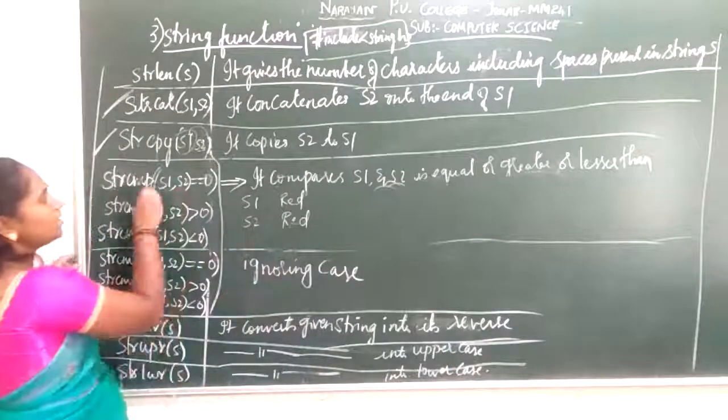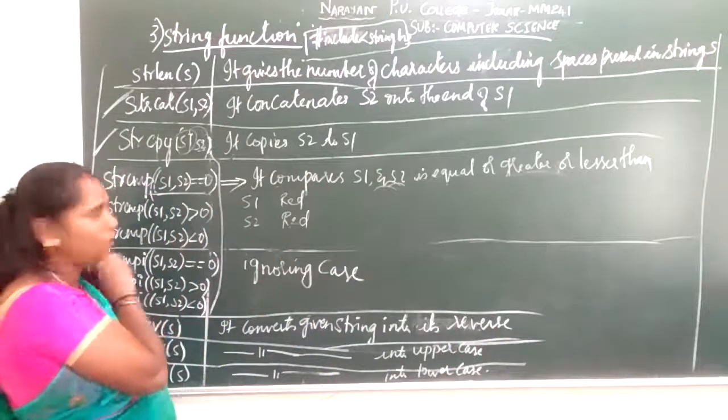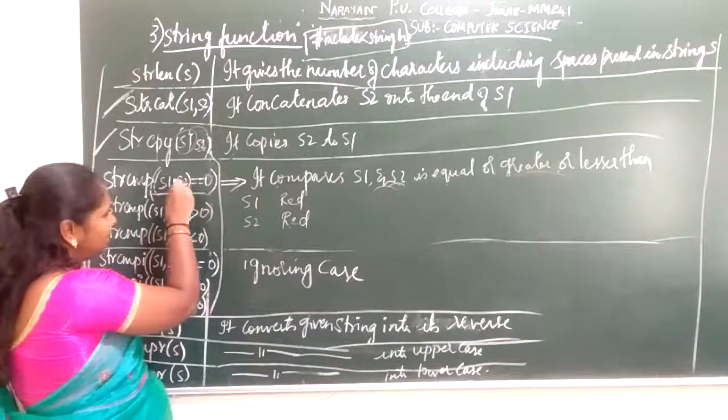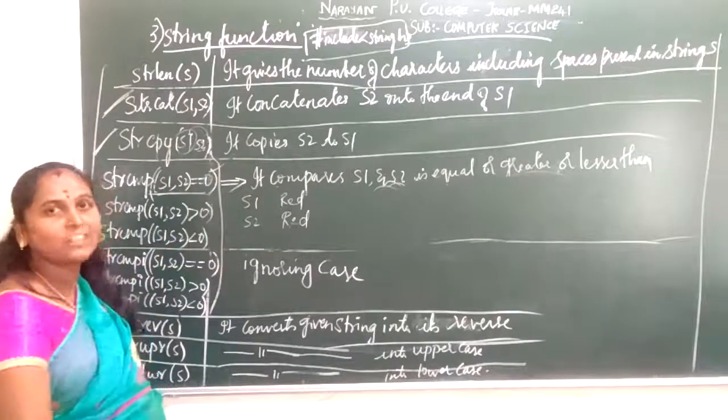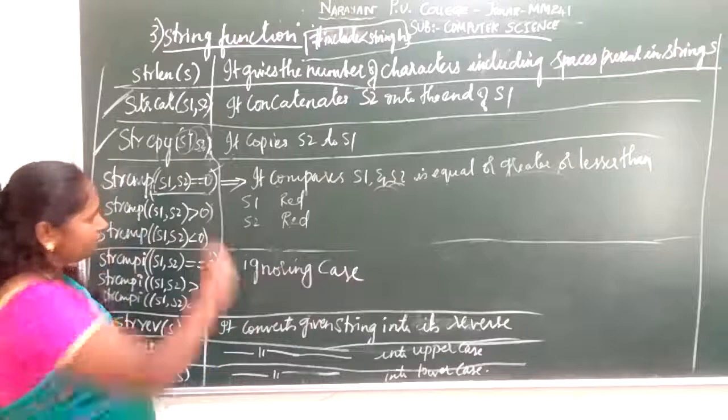The first condition is going to check whether the strings are equal. If S1 is equal to S2, the result is 0, that is true. That is the first condition.